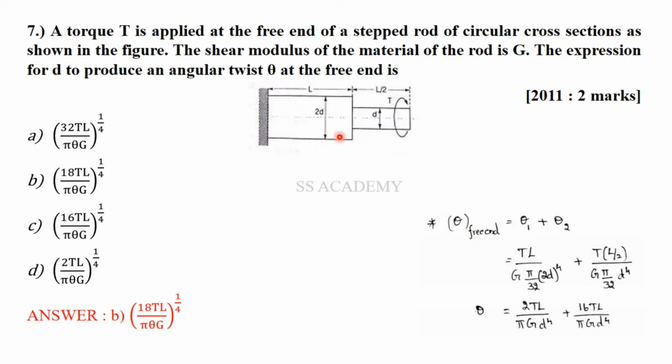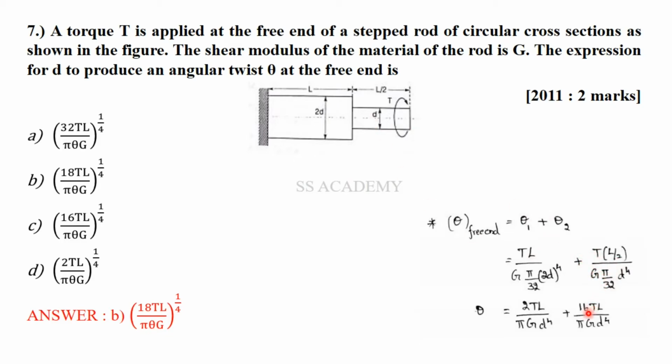Since they have asked at the free end, we need to find the theta at the end of this first bar, and the theta at the end of the next bar. So by adding these two theta, you will be getting the theta at the final end. So theta 1 is given as TL by GJ. We know that J is pi by 32 into D power 4. So just by substituting L for L and 2D for D, we will be getting theta 1 at the point of junction, and at the cross section at the end you will be getting T into, instead of L you have to substitute L by 2 and instead of D you have to substitute D.